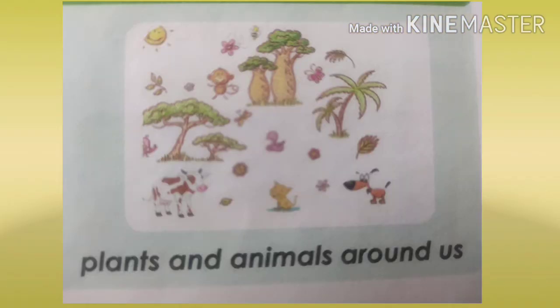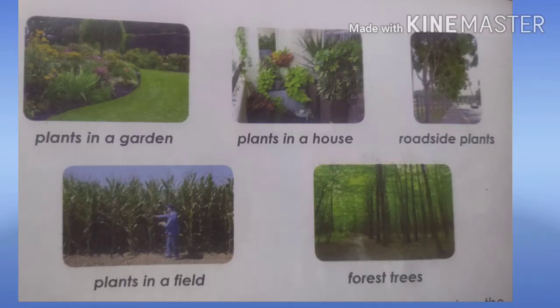Our first point is thinking. On the way to school, we see many plants and animals. Do they have a family like us? Who do they belong to? Students, you can see many plants and animals on the way to your school. Did you think about their family? What is your thinking about them? Let's see.